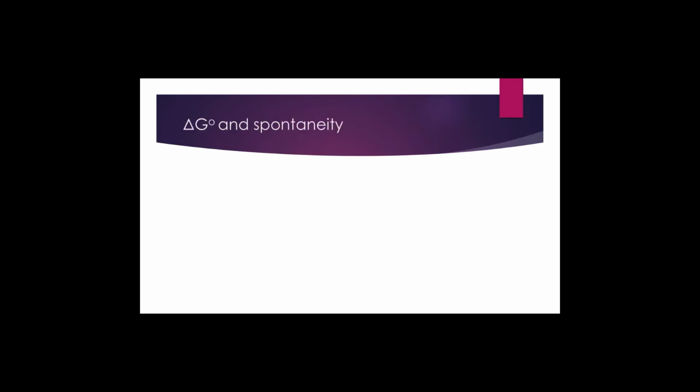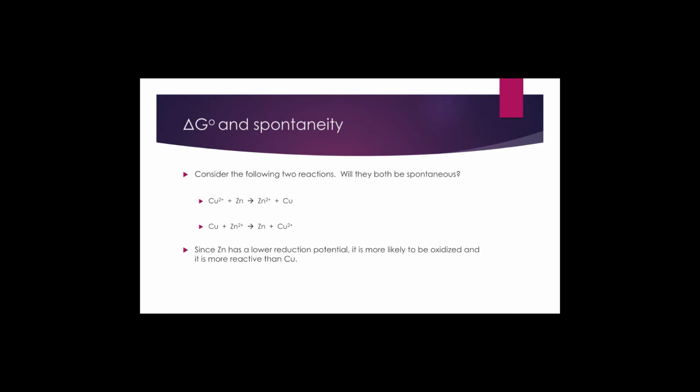Now let's consider cell potential in terms of delta G and spontaneity. Consider the two reactions shown here. Since they're the reverse of one another, they can't both be spontaneous. One will be spontaneous and one will be non-spontaneous. Since we know that zinc has a lower reduction potential, it will be spontaneously oxidized when placed with copper, which will be spontaneously reduced. Therefore, only the top reaction will be spontaneous. The reverse will be non-spontaneous. Energy will have to be put into the system continuously to allow this reaction to occur.